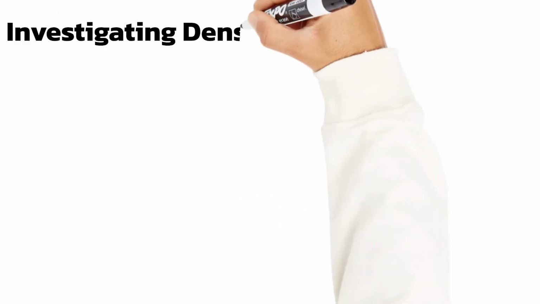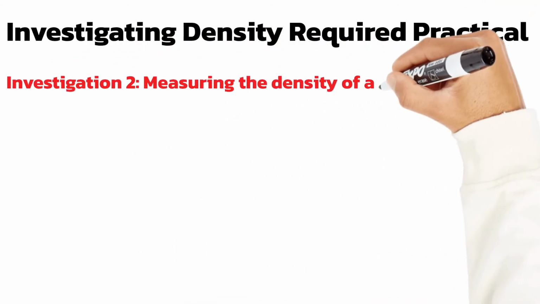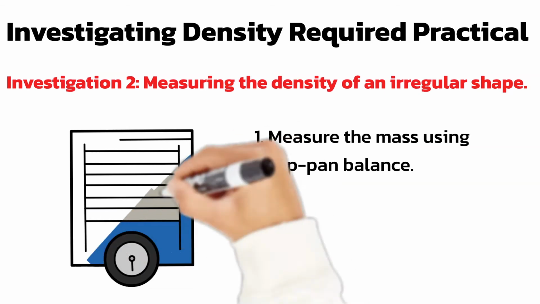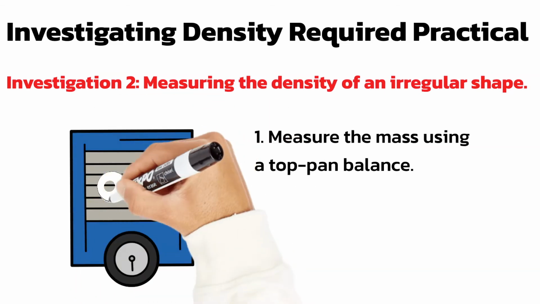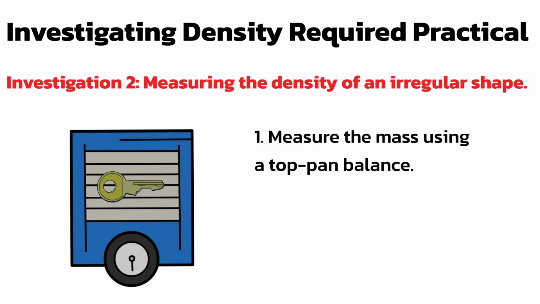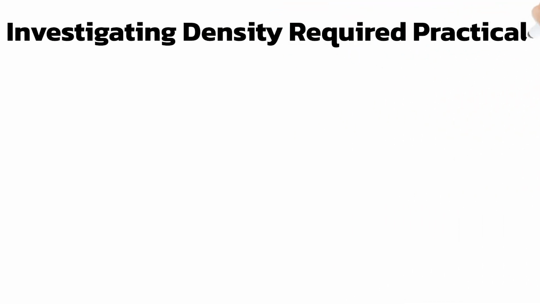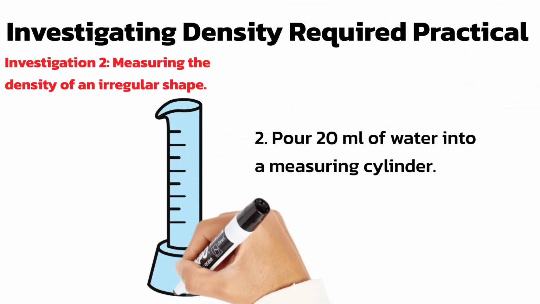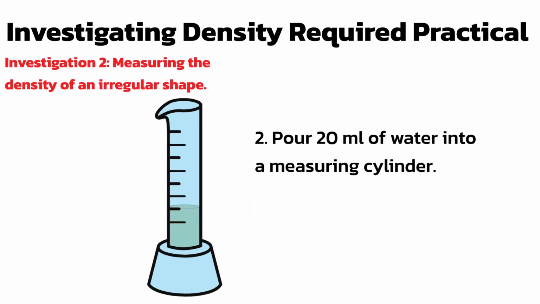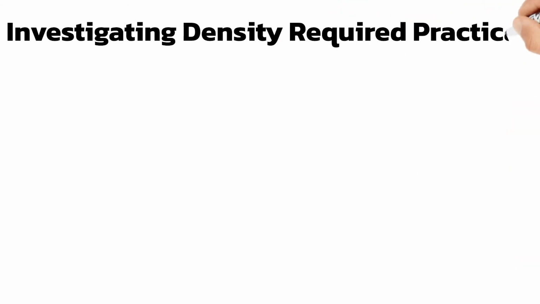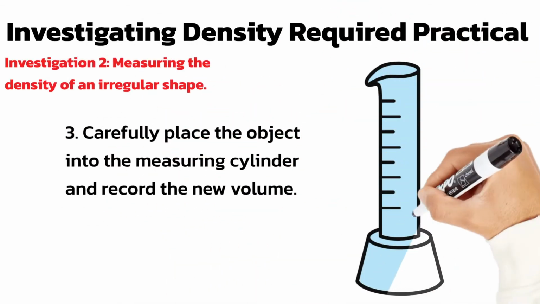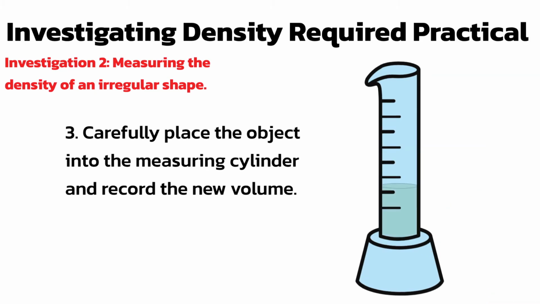The next part of this investigation is to measure the density of irregular-shaped objects, like rocks and stones. The first task is to measure the mass of the object, in this case a key, using a top-pan balance. Then pour out a measured amount of water, for example, 20 milliliters, into a measuring cylinder. Carefully place the object into the measuring cylinder, trying not to splash the water. Record the new volume.